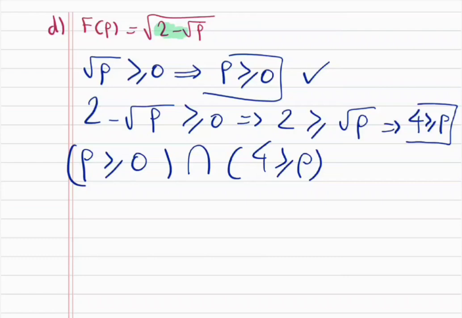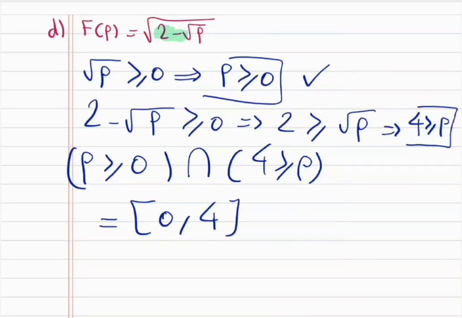And then once we find the intersection of these two ranges, we will get this range, and this is the domain. So this is the domain of this function, and the value of p can be any value between 0 and 4. Otherwise, it's going to violate either of these conditions.